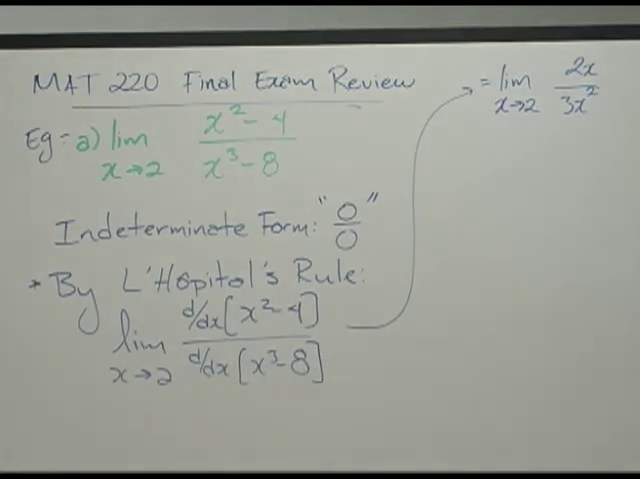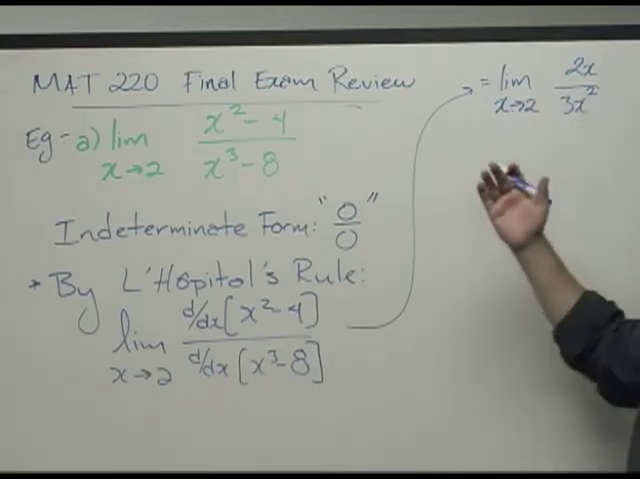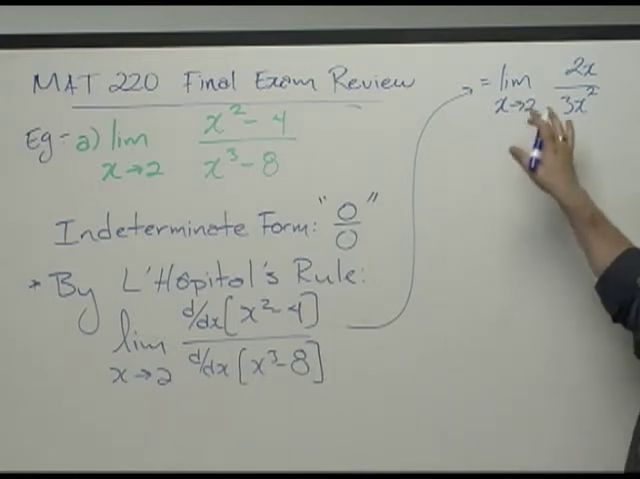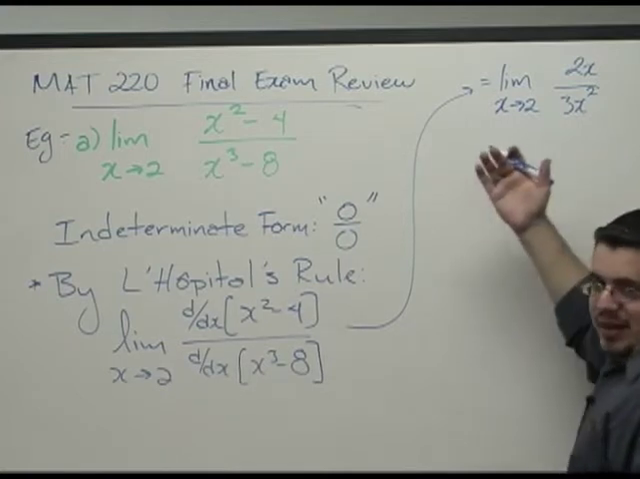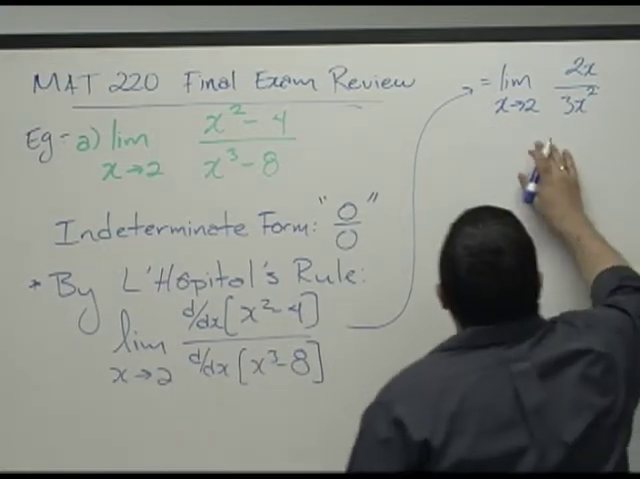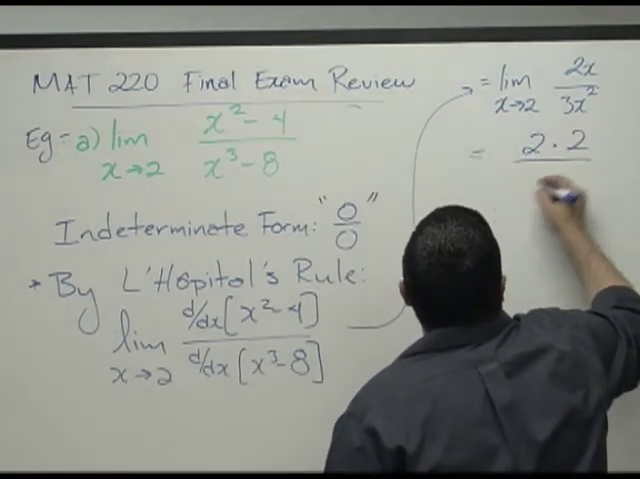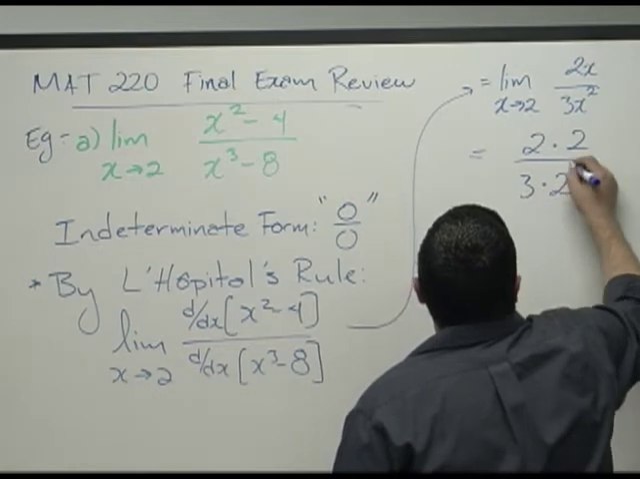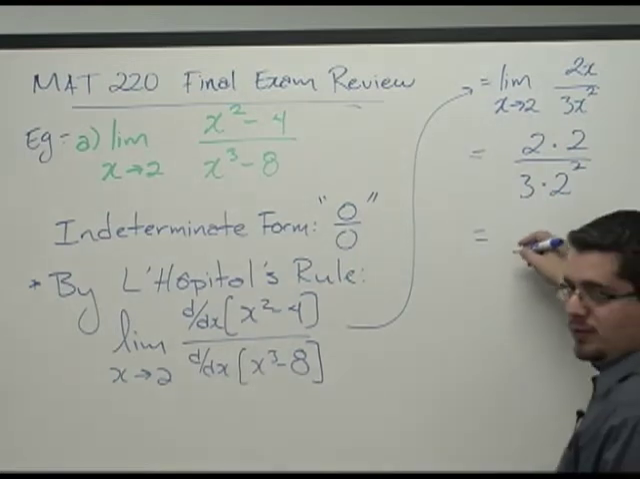Now, what will happen if you get another indeterminate form? You can reapply L'Hopital's rule. Now, remember, that's not your only option. You might be able to simplify things a little bit before you do. But essentially, if you get an indeterminate form, there's a chance you may have to use L'Hopital's rule again. Anyway, in this case, we can just plug in the 2. We have 2 times 2 over 3 times 2 squared. What is this limit equal to? 4 over 12, which simplifies to 1/3.